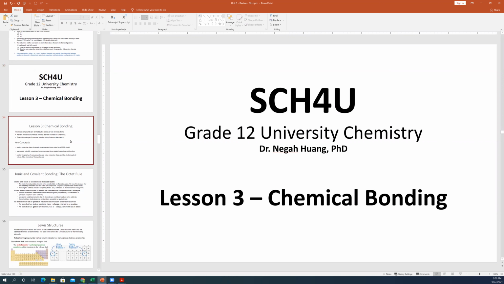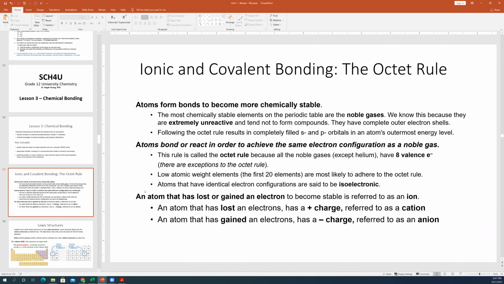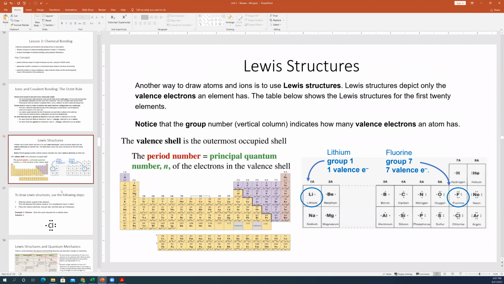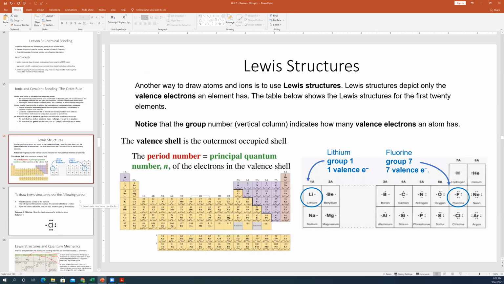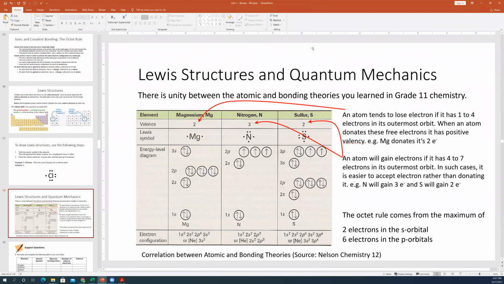Okay, so chemical bonding, we talked about the octet rule. We talked about Lewis structures. So let me know where it was that you think you needed some more help, or which slide in particular, or which area. We talked about the idea of valence electrons, how to draw Lewis structures, how Lewis structures and quantum mechanics were related.